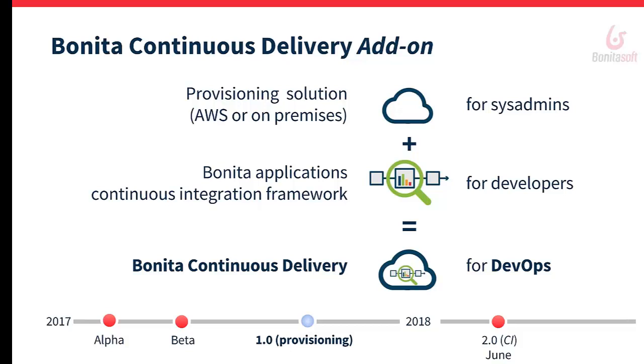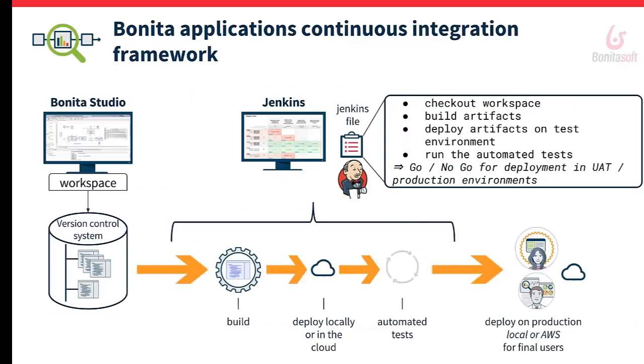But just to show you a highlight of how it works, here is globally how it works with Bonita. So when you are in your development environment, so that is Bonita Studio, you have a workspace that you can actually connect to a versioning control system. So it can be, for example, Subversion or Git.